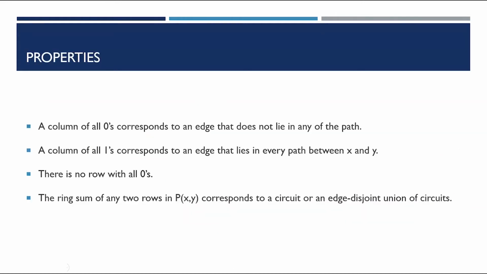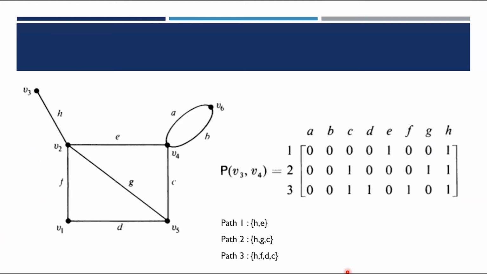Now let's look at some of the properties of a path matrix. Our first property is a column of all zeros corresponds to an edge that does not lie in any of the paths. If we consider the example that we saw before, we see that 2 of the columns of our path matrix, that is column A and column B, all the elements in both these columns are 0. This is because A and B do not appear in any of the paths between the vertices v3 and v4.